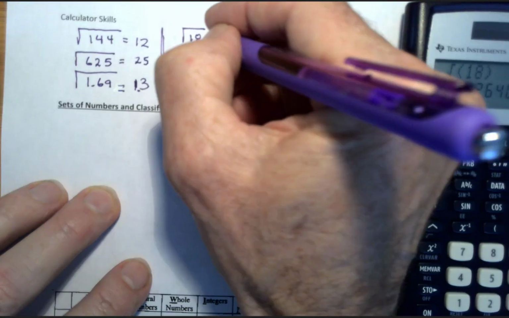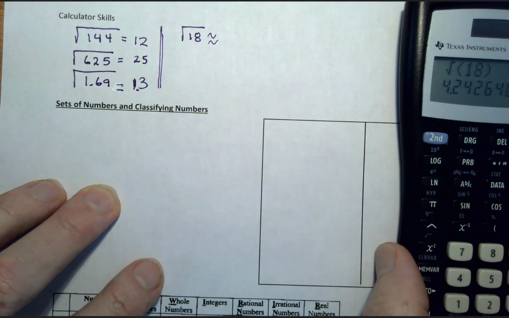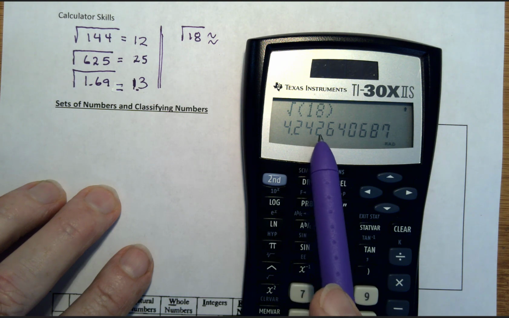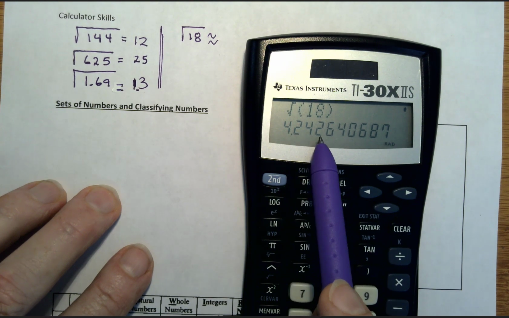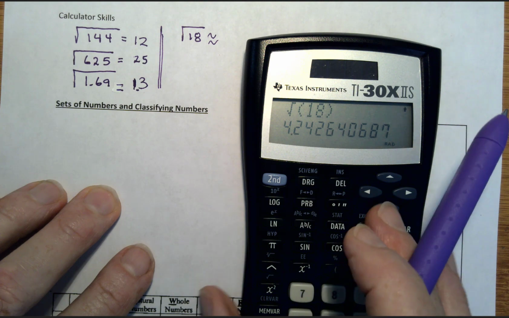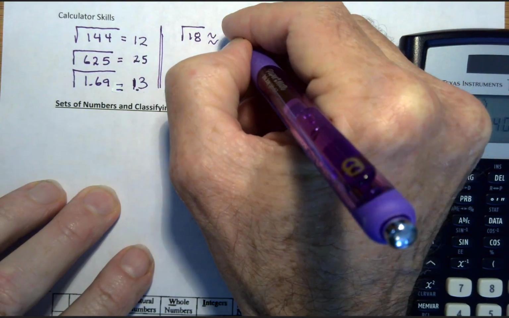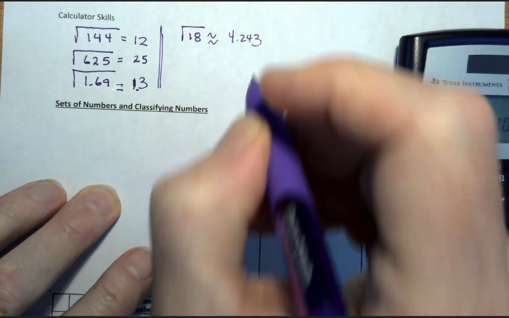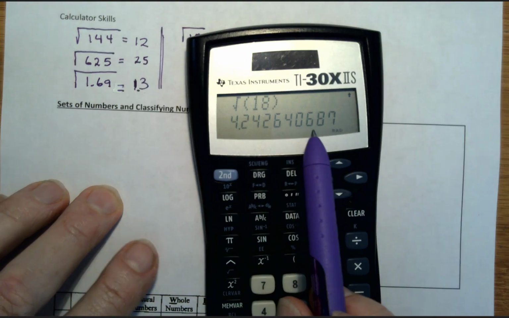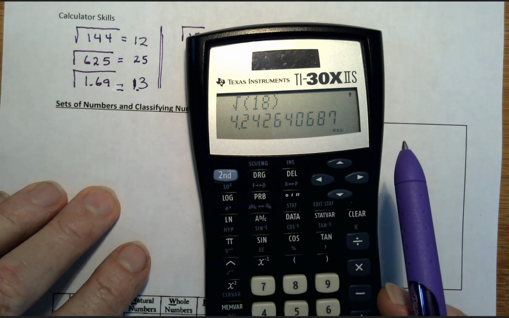So then we have to choose how we're going to approximate this. Let's say we're rounding to 3 digits. The third digit is the number 2, and after the third digit is a 6. The 6 means we're going to round the 2 up. So it's 4.243. That's an approximation. Even this is an approximation. These are not exact answers anymore.